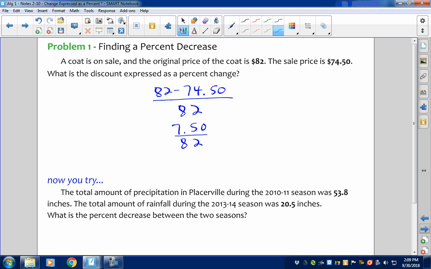7.50 divided by 82. Is it an increase or decrease? Well, right now it probably gave you a 0.09, but what do we have to multiply that by? 100. So if you multiply 0.09 by 100, you get about 9%. And it isn't an increase, right? Yeah, because it went from $82 down to $74.50, so it's a decrease.